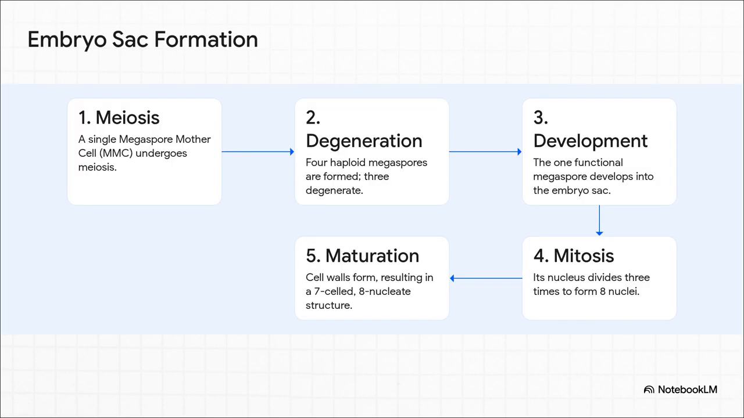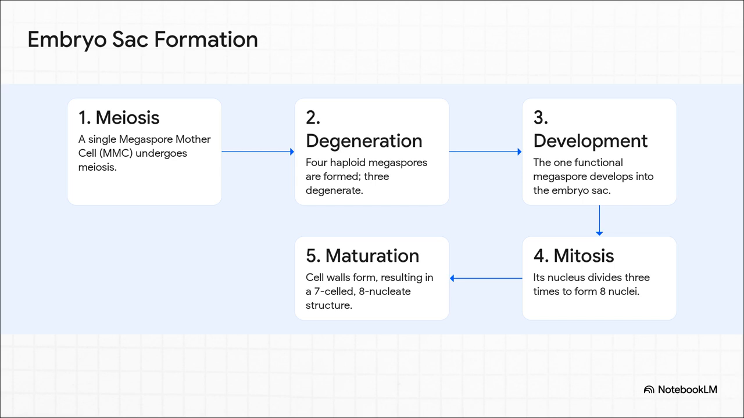The way this female gametophyte develops is really fascinating. It starts with just one special cell in the nucellus, the megaspore mother cell, or MMC. Just like on the male side, this diploid cell undergoes meiosis, and it produces 4 haploid megaspores. But here's where things get different. On the male side, all 4 survived. Here, 3 of them just degenerate and die. Only 1 survives. This single surviving cell is called the functional megaspore. From this one cell, the entire embryo sac will develop.